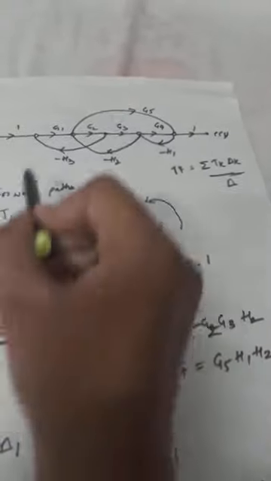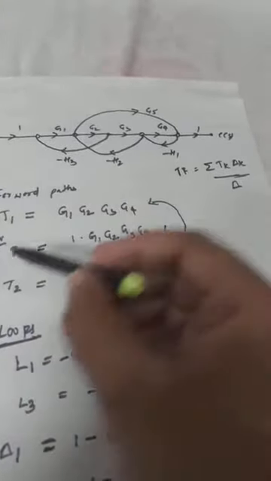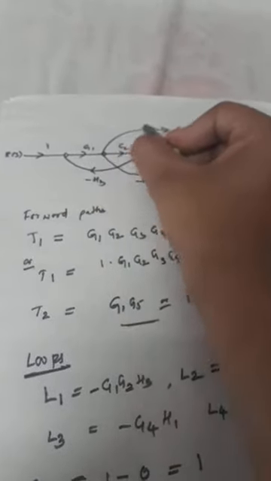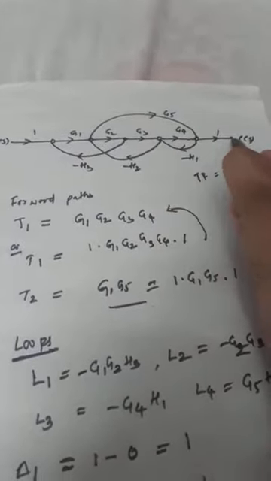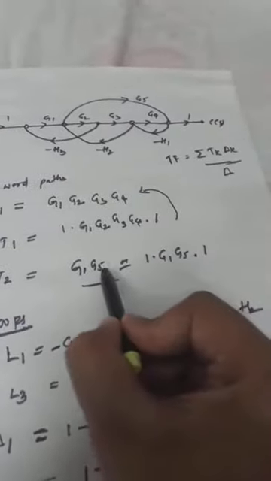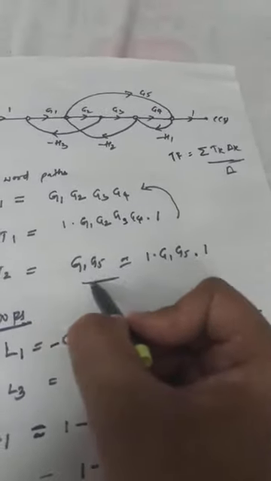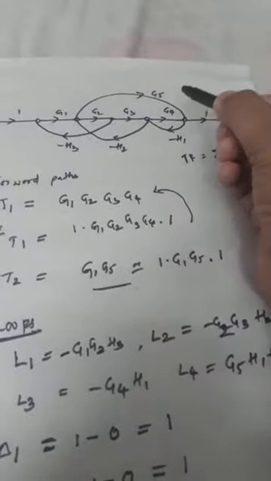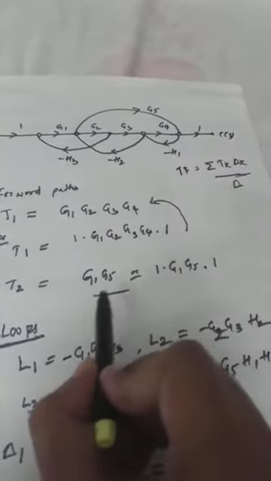Check for other forward paths again. The second possibility for a forward path is g1, moving in the same direction, then g5, starting from the source node and ending at the destination node, g1 into g5. Considering the dummy nodes also, we can write 1 into g1 g5, which again equals g1 g5. We get two forward paths here. Check for any other possibilities. We will not get any more forward paths here.